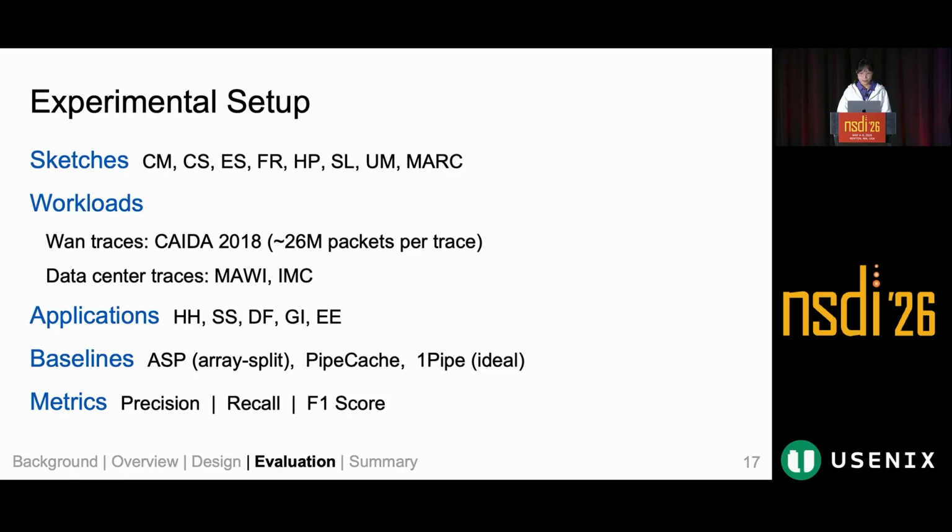We evaluated SketchPipe with a broad set of sketches. We used both WAN traces and data center traces, including CAIDA, MAWI, and IMC traces. We evaluate several monitoring applications, such as heavy hitter detection. We compare SketchPipe with array split placement, batch cache, and an ideal one pipeline placement. The main metrics are precision, recall, and F1 score.